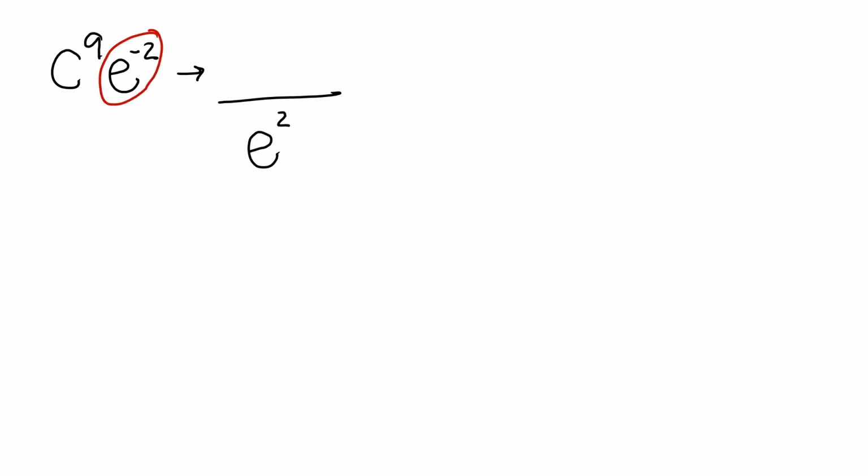Last example, c to the 9th times e to the negative 2nd. Again, we take the negative exponent and the base number and write it in the denominator. It becomes e to the positive 2nd. Whatever is left, in this case, c to the 9th, stays on top in the numerator.